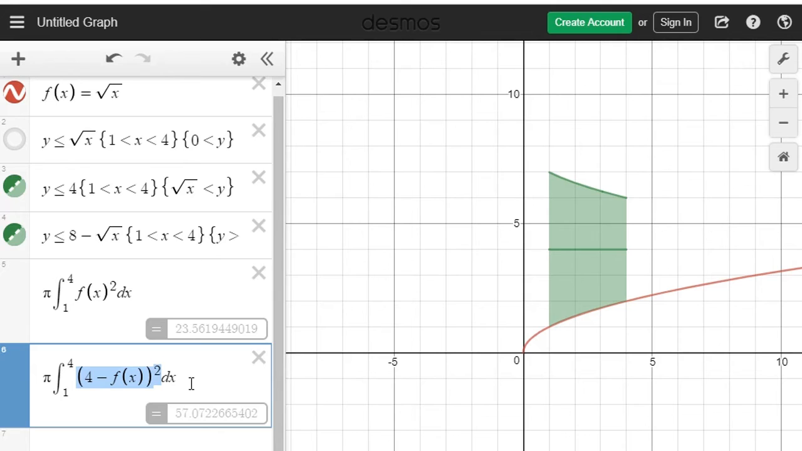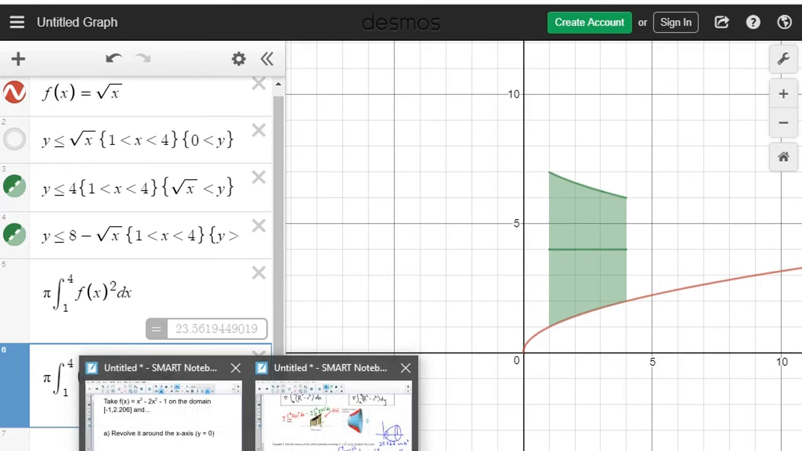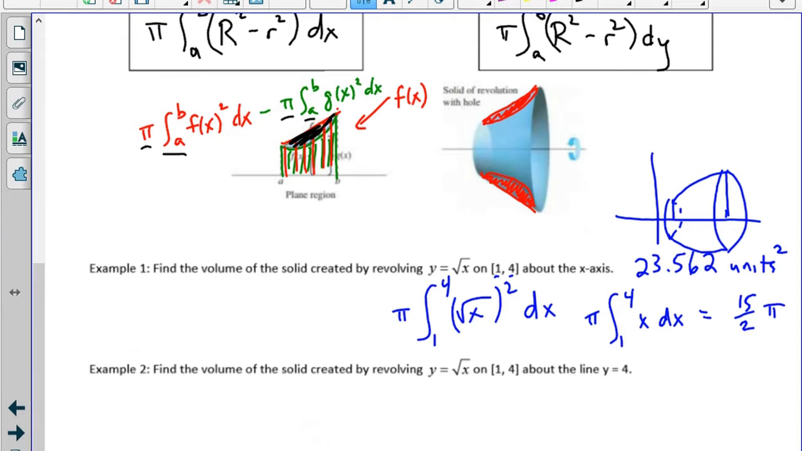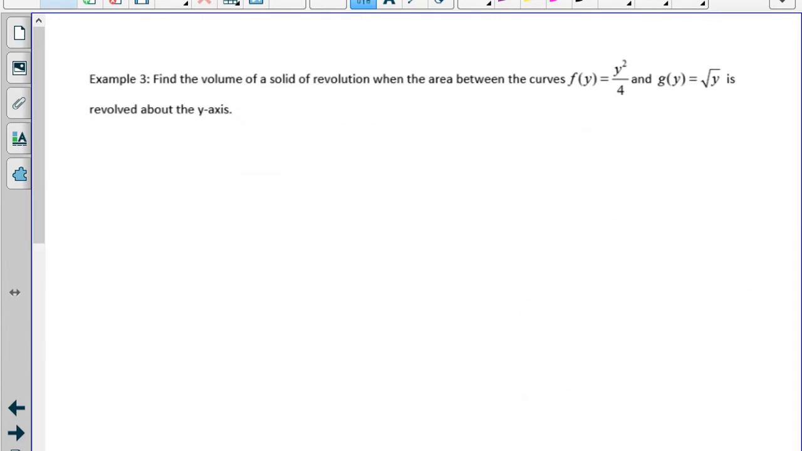So you can write this down on your paper. It's pi times the integral from 1 to 4 of (4 minus root x) squared dx. And then that's 57 point whatever it was. You can go back in the video if you need to look at it again.